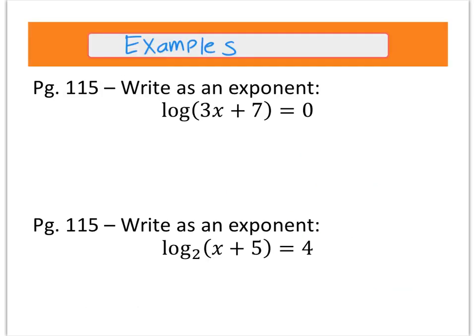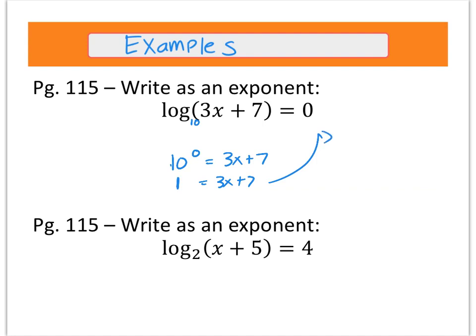All right, we're going to practice again solving, writing as an exponent. So log, the default base here is 10. So 10 to the power of 0 equals 3x plus 7. Now this is really nice because anything to the power of 0 is 1. So 1 equals 3x plus 7.